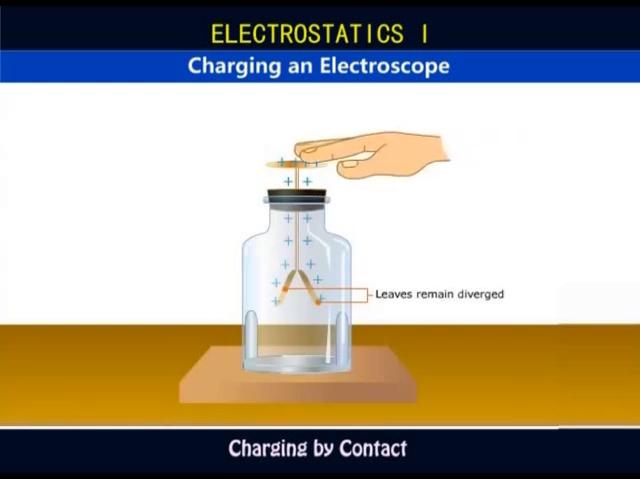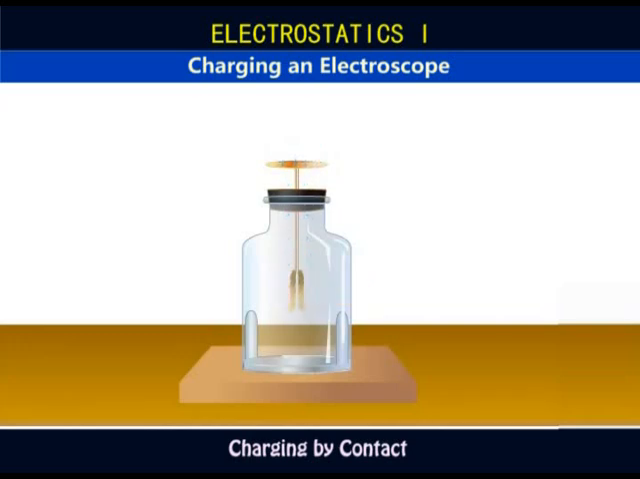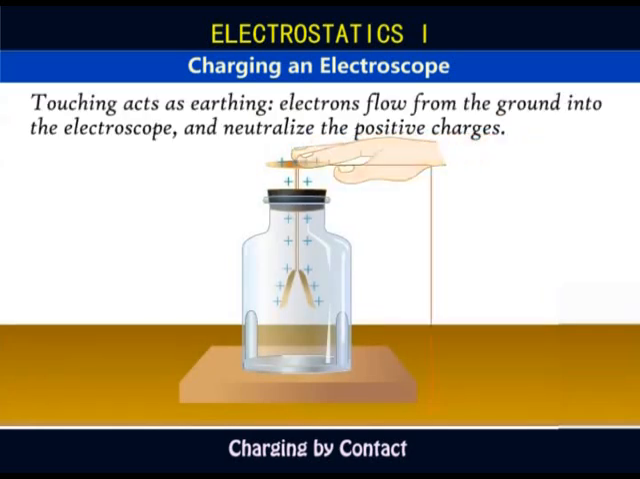When the plate is touched with the hand, the leaves collapse. We say the electroscope is discharged. This happens because touching acts as earthing, and electrons from the ground rush up and neutralize the positive charges on the electroscope.